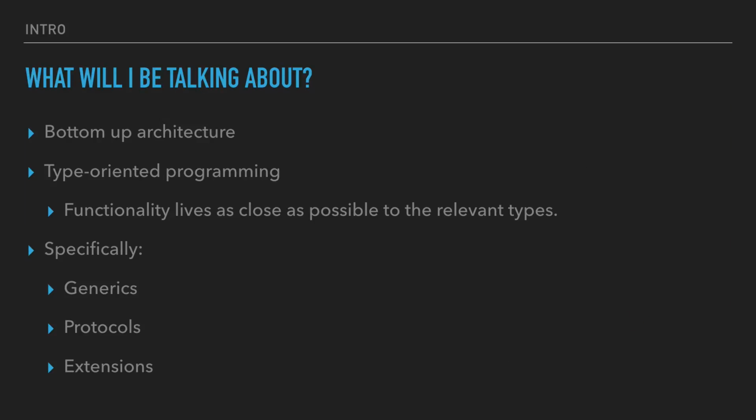So what am I going to be talking about? I'm going to be talking about what was mentioned there as bottom-up architecture. And really what I call myself is type-oriented programming, which is putting functionality as close as possible to the relevant types. In Swift we have this ability, especially as an Objective-C programmer, to see types as real things that get passed around not only in the compiler but in the runtime, and something that's so important that it's built into the core of the language.